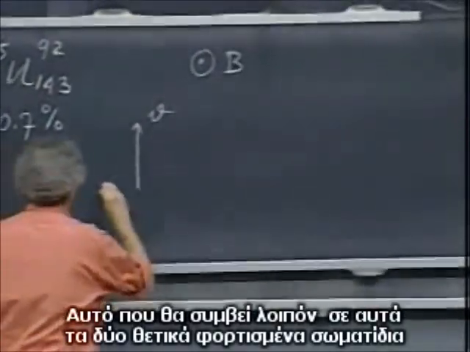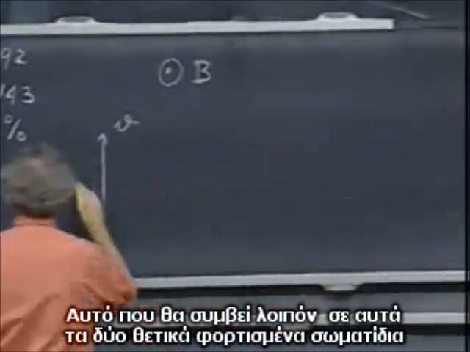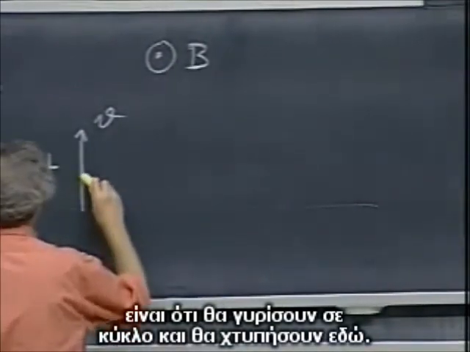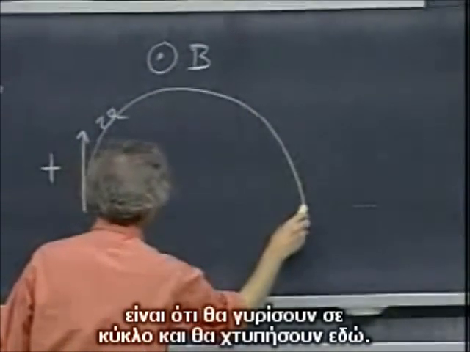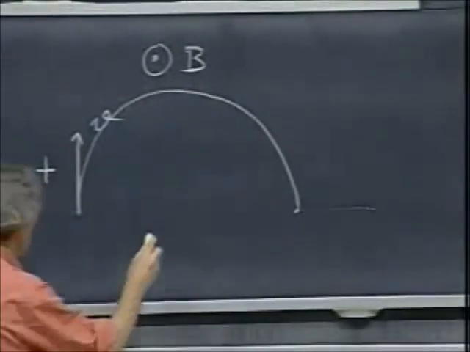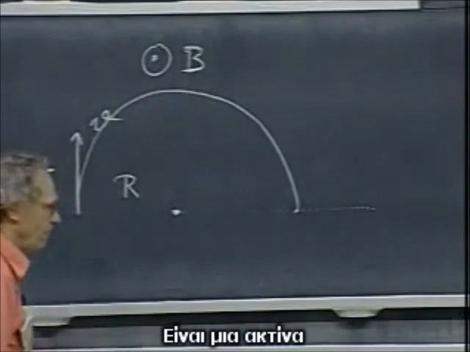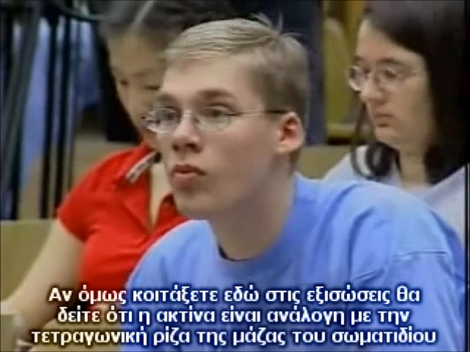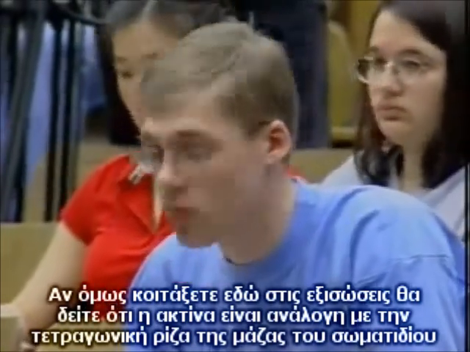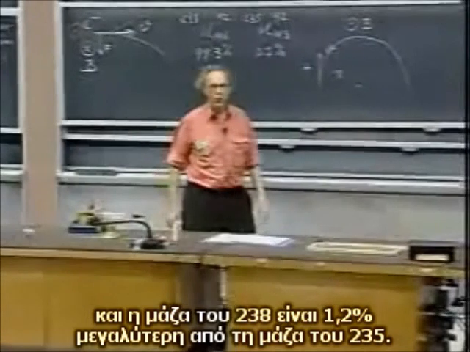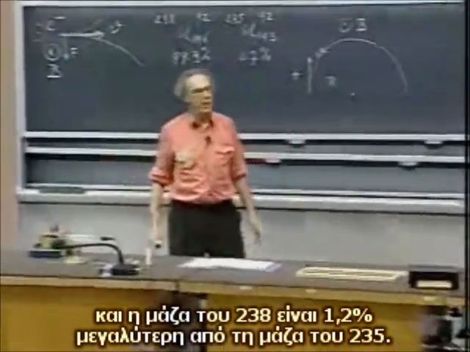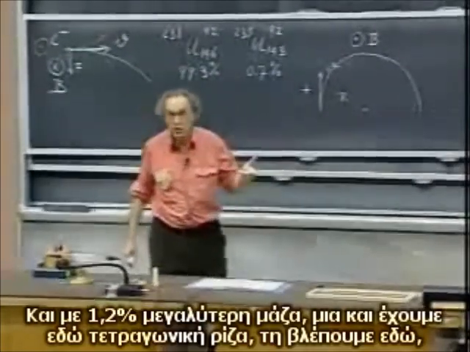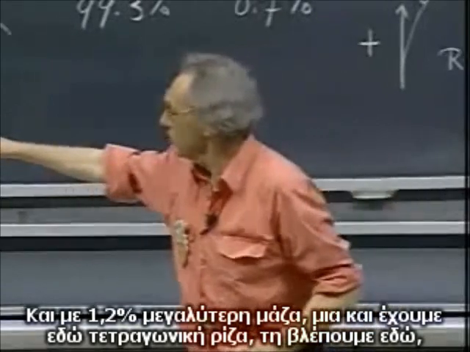So what will happen is that these charged particles, which are positively charged now, one unit charge, are going to go around the circle and hit here. This is the radius. But if you look here at these equations, you will see that the radius is proportional to the square root of the mass of the particle. And the mass of 238 is 1.2% larger than the mass of 235. And so it's 1.2% larger, since we have the square root there. You see here the square root.